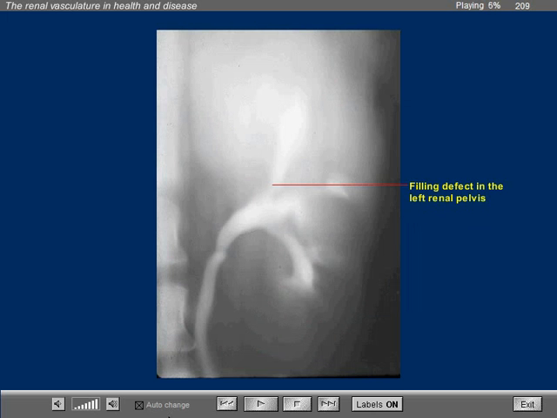A nephrotomogram of the left kidney shows a discrete filling defect, or a lucency, in the topography of the left renal pelvis at the junction of the left renal pelvis with the infundibulum of the upper calyx. Differential diagnosis would have to include a radiolucent stone, or a benign or malignant tumor.